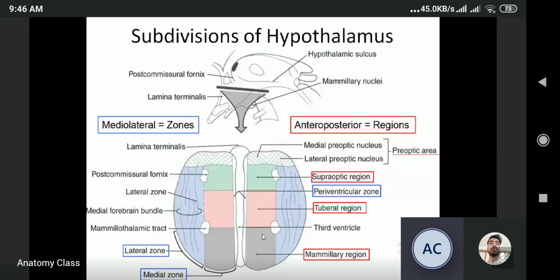And within this medial zone, the medialmost part, as it is present around the third ventricle, is known as the periventricular zone.